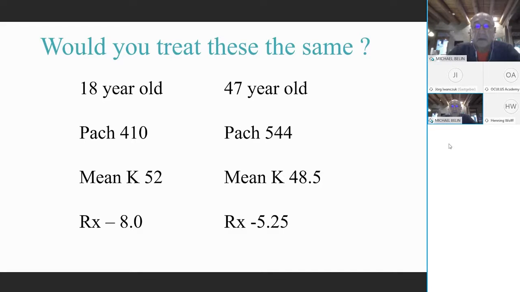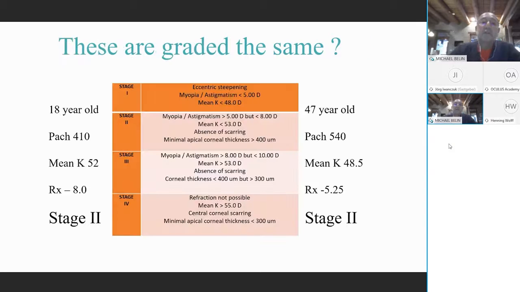are similar. One's young with advanced disease, the other one is older, in their 40s, with relatively mild disease. But in Amsler-Krumeich, these are both graded exactly the same. They're both stage 2. So I know we're starting off with a little historical information, but I think it's important to go over what the limitations are of the older systems in order to understand the advantages of the newer systems.